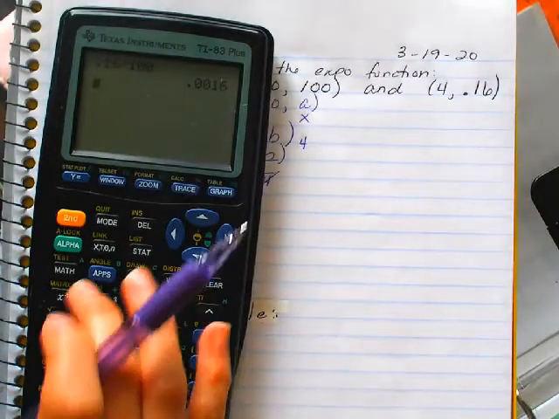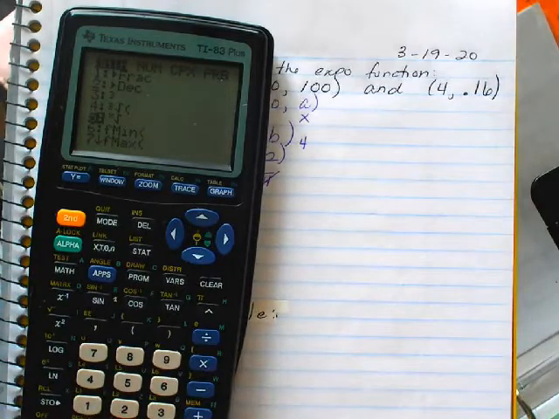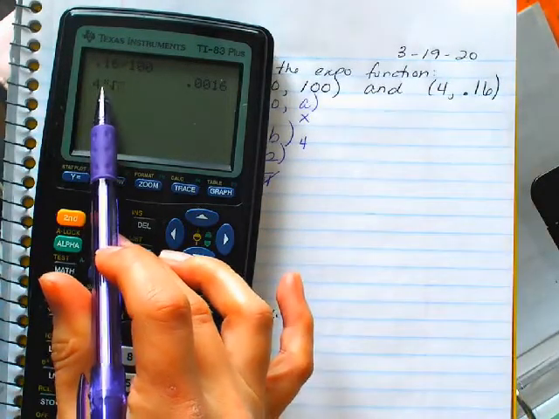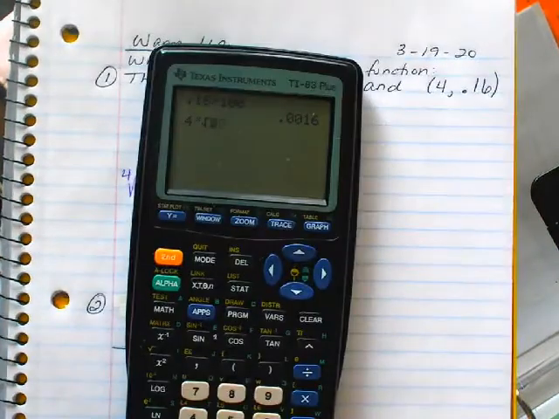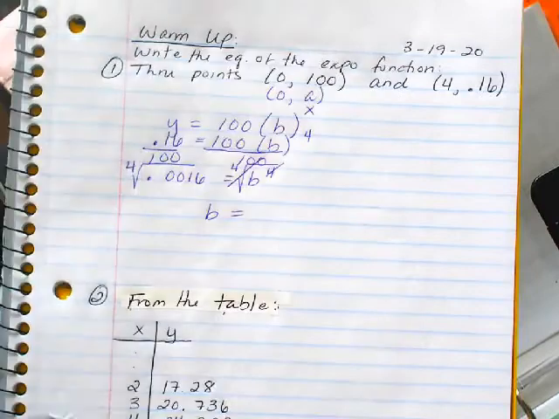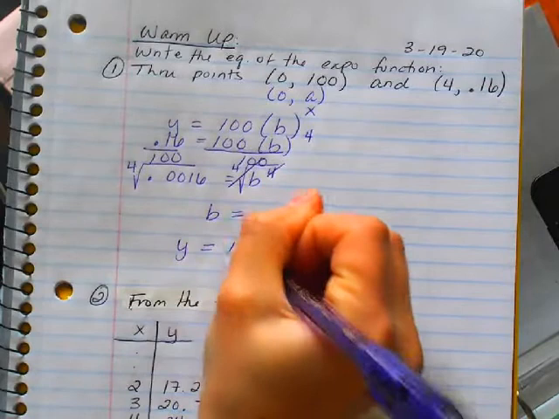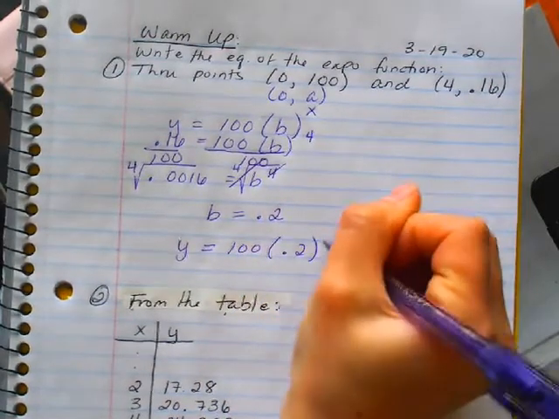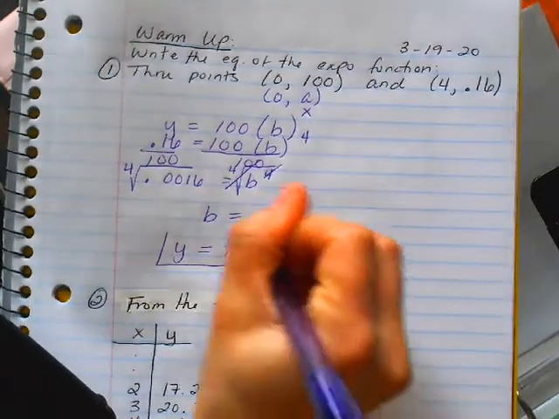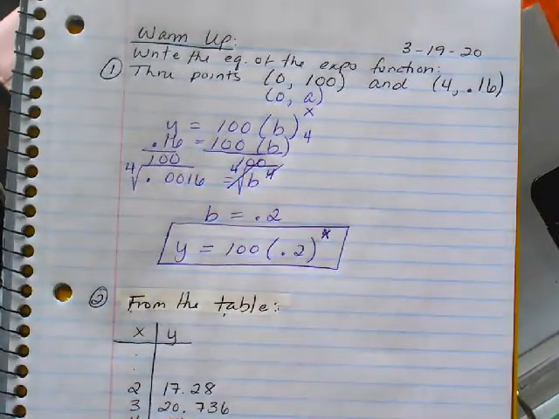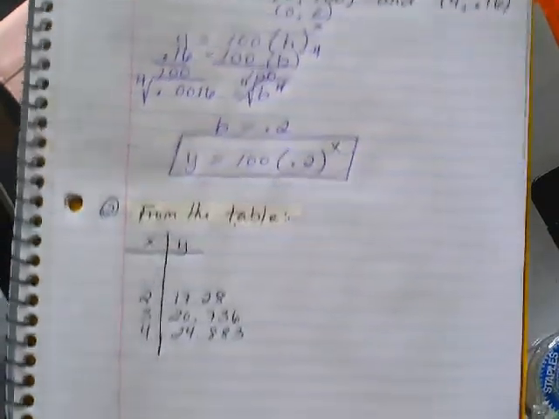And as a reminder, for the fourth root, we have to enter 4 first, and then hit math, scroll down to number 5. The calculator substitutes 4 for x, in other words, finds the fourth root of 0.0016, or 0.2. So my exponential function is y equals 100 times 0.2 to the x power. Final answer. Being nitpicky. All right, next one.